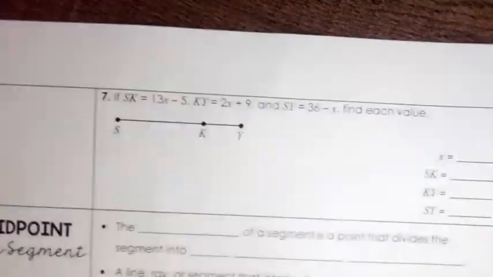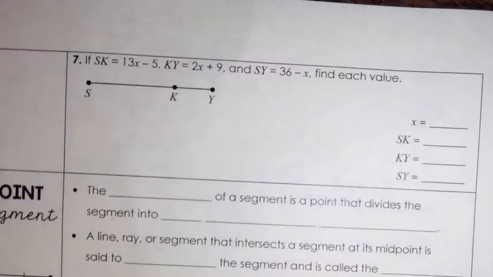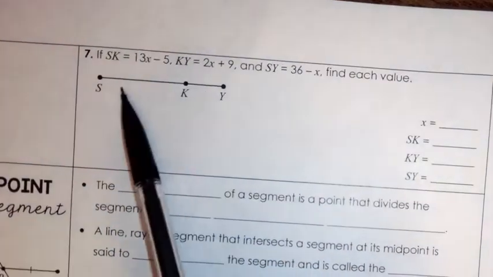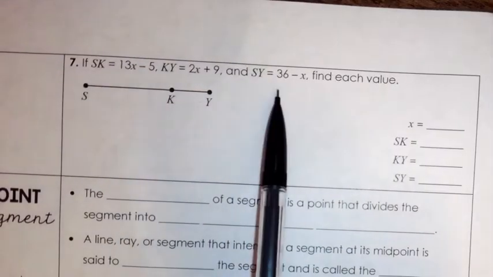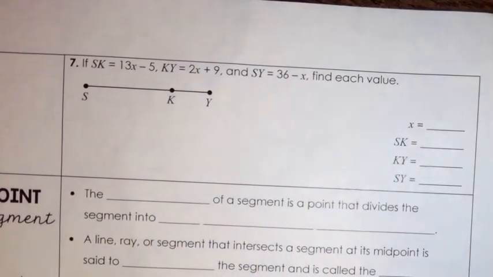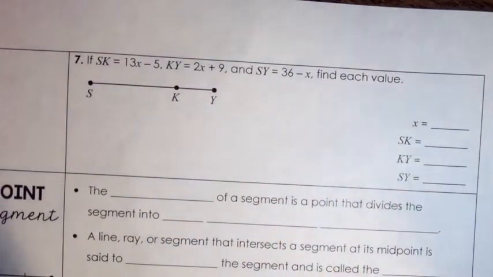I'll flip it over. We're told that SK is 3x minus 5, and KY is 2x plus 9, and SY is 36 minus x. Find the value of each. So this is just the same problems that we did on the front side, just a little bit different.